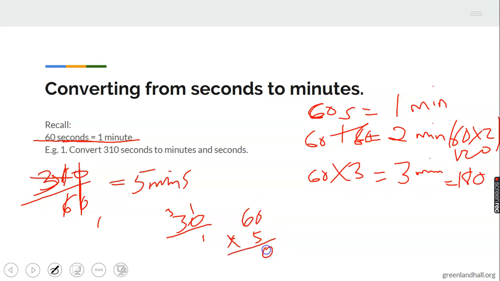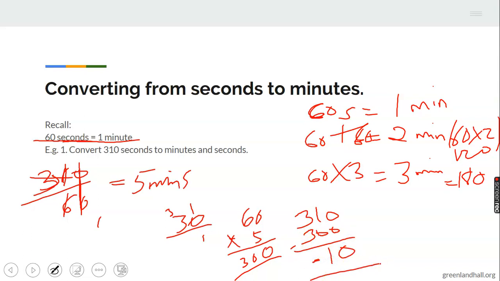5 times 0 is 0. 5 times 6, that's 30. So the 5 minutes is 360 seconds. And we have 310 that was given to us there. So you say 310 minus the 300 that we have. So we have 0, 1, 3 minus 3 is 0.